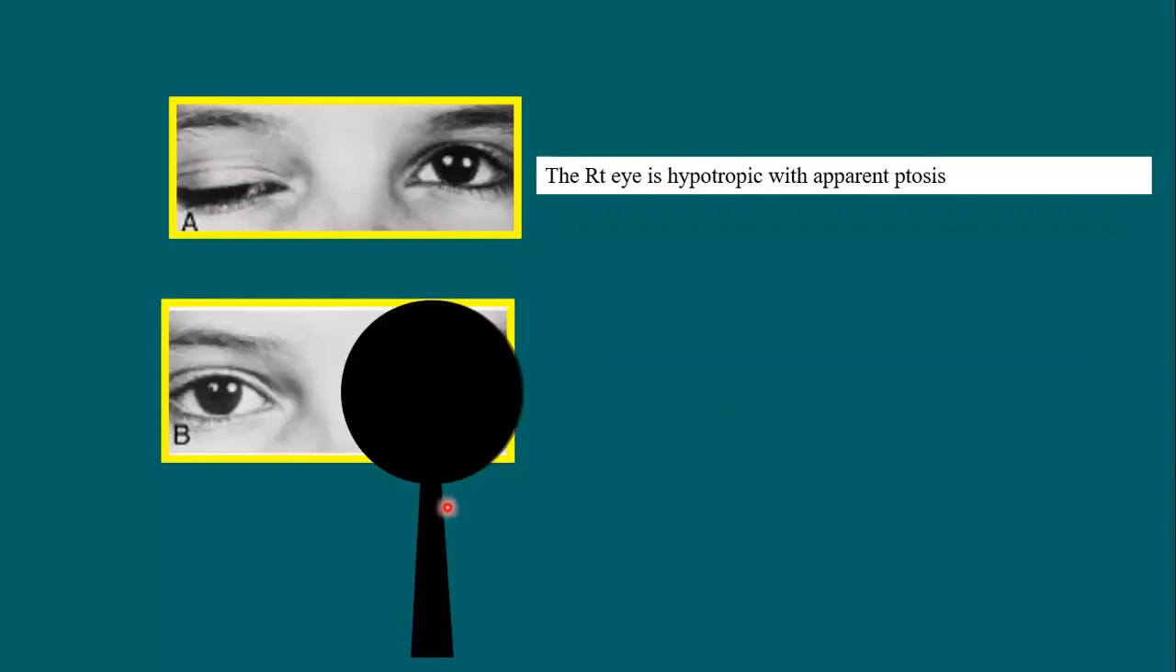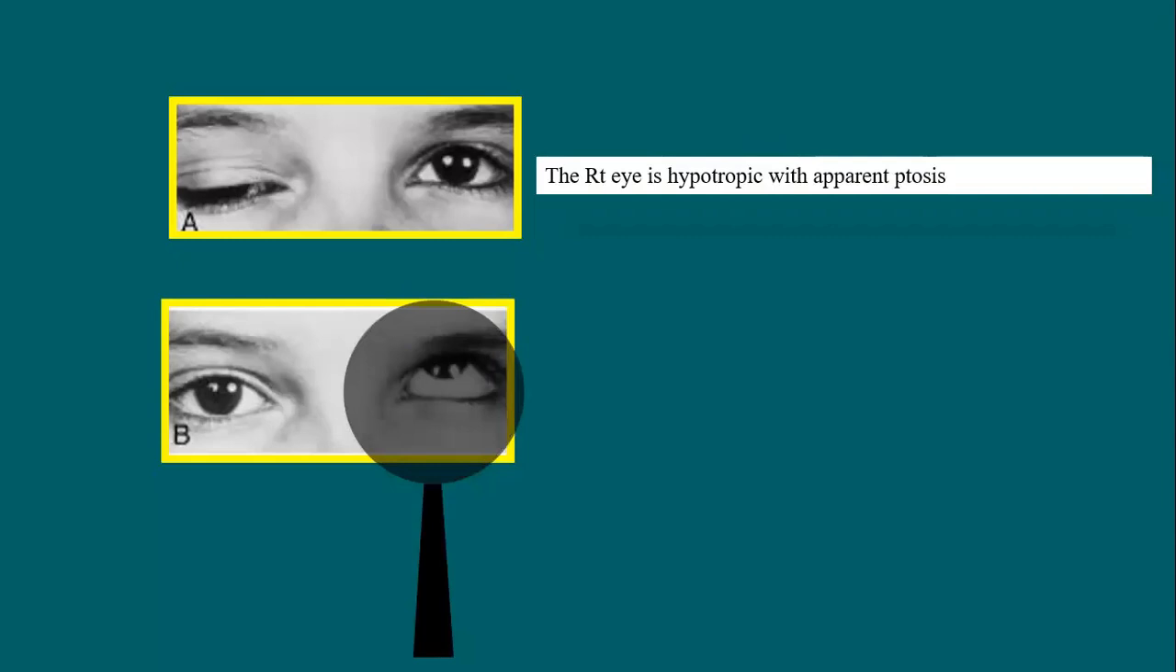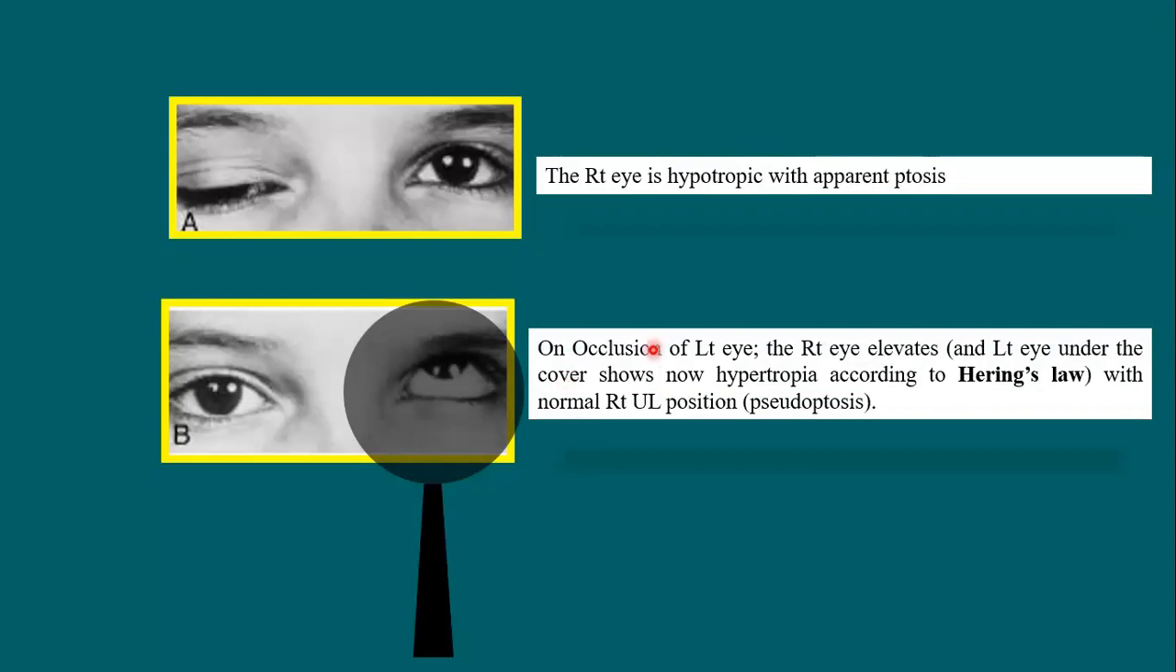So what is the next step? To cover the fixating eye, and now the eyelids become normal. So this is actually a case of hypotropia causing secondary ptosis. My question for you right now: what do you think is the position of the eye behind the occluder here? Hypertropic, yes, according to Hering's law. Hering's law is applicable on extraocular muscles and also on the upper eyelid regarding the levator. Let's see the comment here: on occlusion of the left eye, the right eye elevates, and the left eye under the cover shows hypertropia according to Hering's law. And since we now get a normal upper eyelid position, we have pseudoptosis.